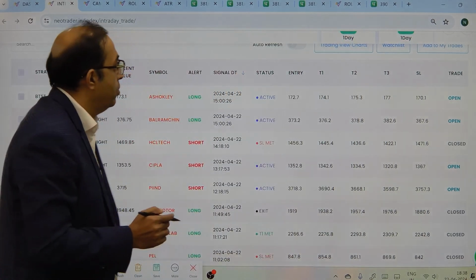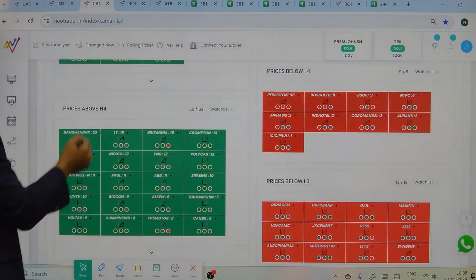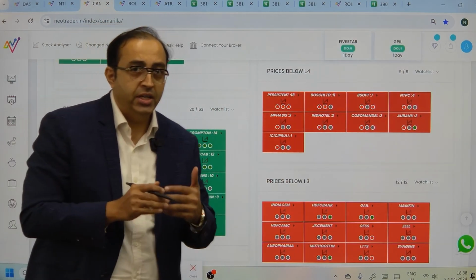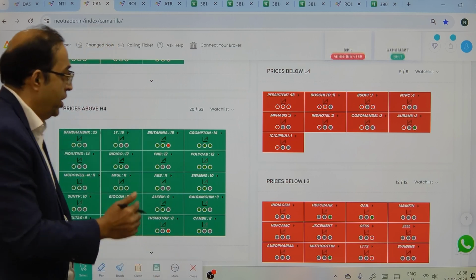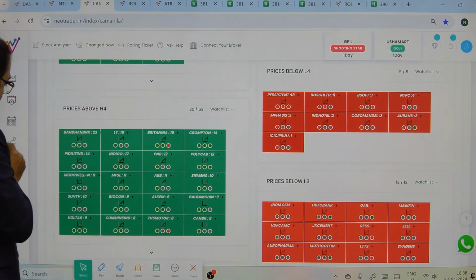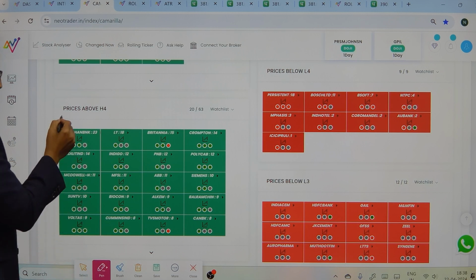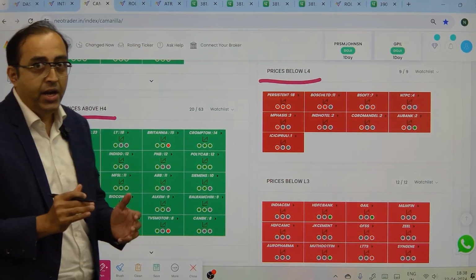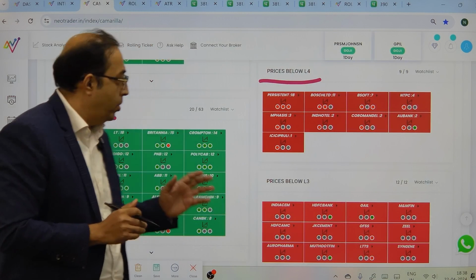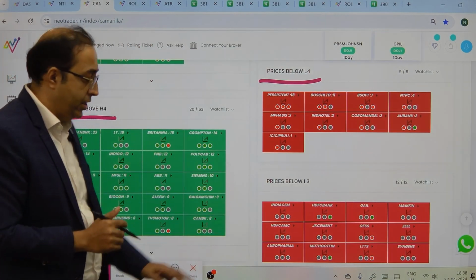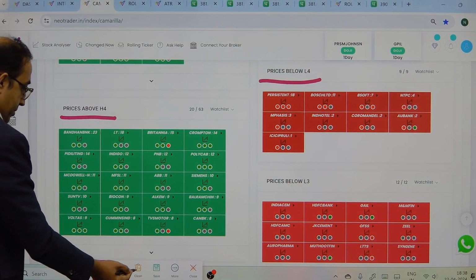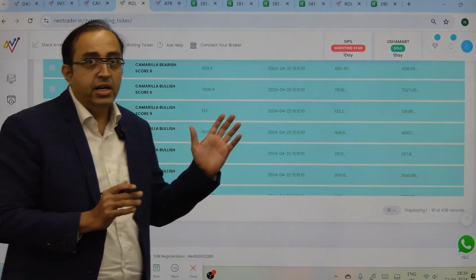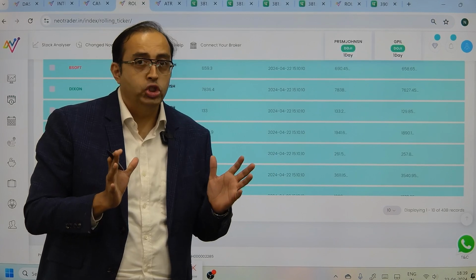Now, let me show you in NeoTrader how we have tracked this. NeoTrader continuously assesses the market, evaluates the market condition, and then based on the price action, NeoTrader tells you exactly where a particular stock is moving above H4 or moving below L4. So, as a trader, you are always notified about that movement. And now, talking about notification, in NeoTrader, there is a very special page called rolling ticker.